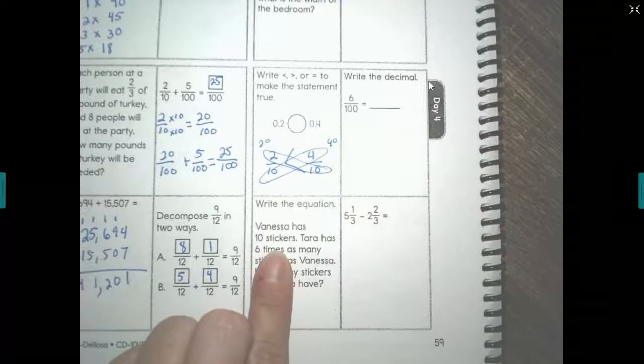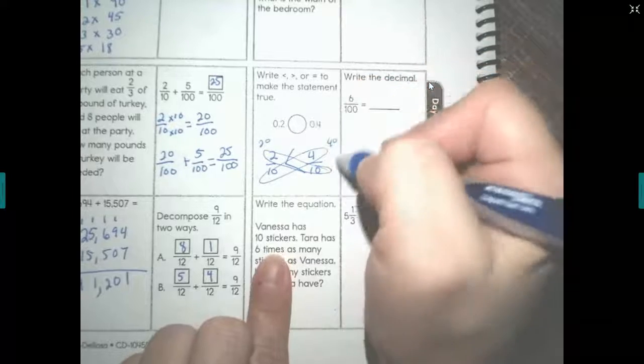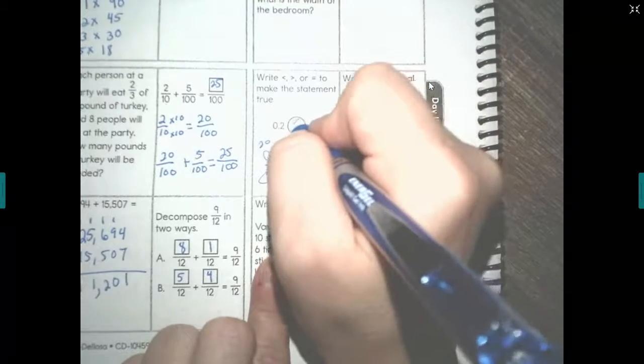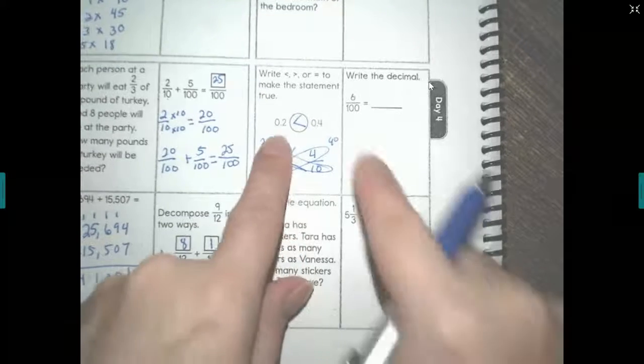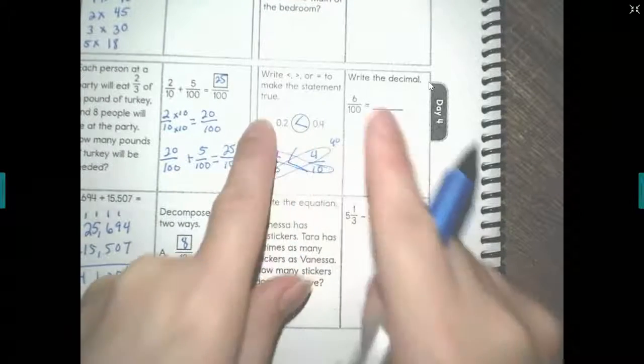This would be 40, and this would be 20. And so you can clearly see that 40 is on the side of 4/10, so 4/10 is greater. So 2/10 is less than 4/10. Think about this as money too, 20 cents versus 40 cents.